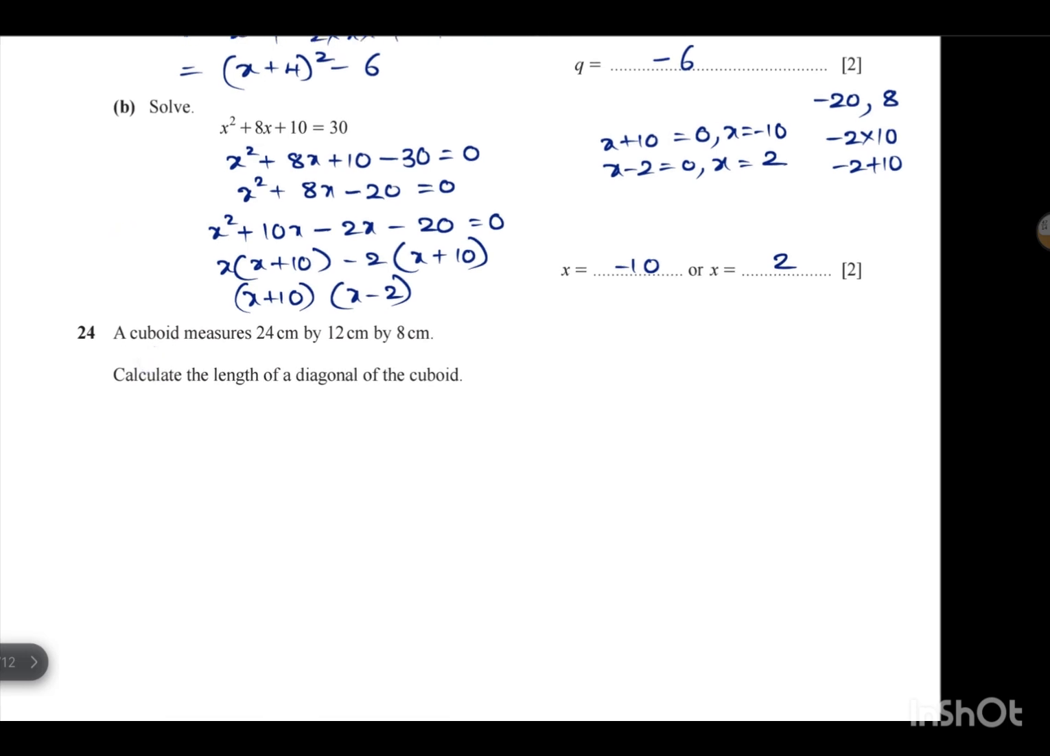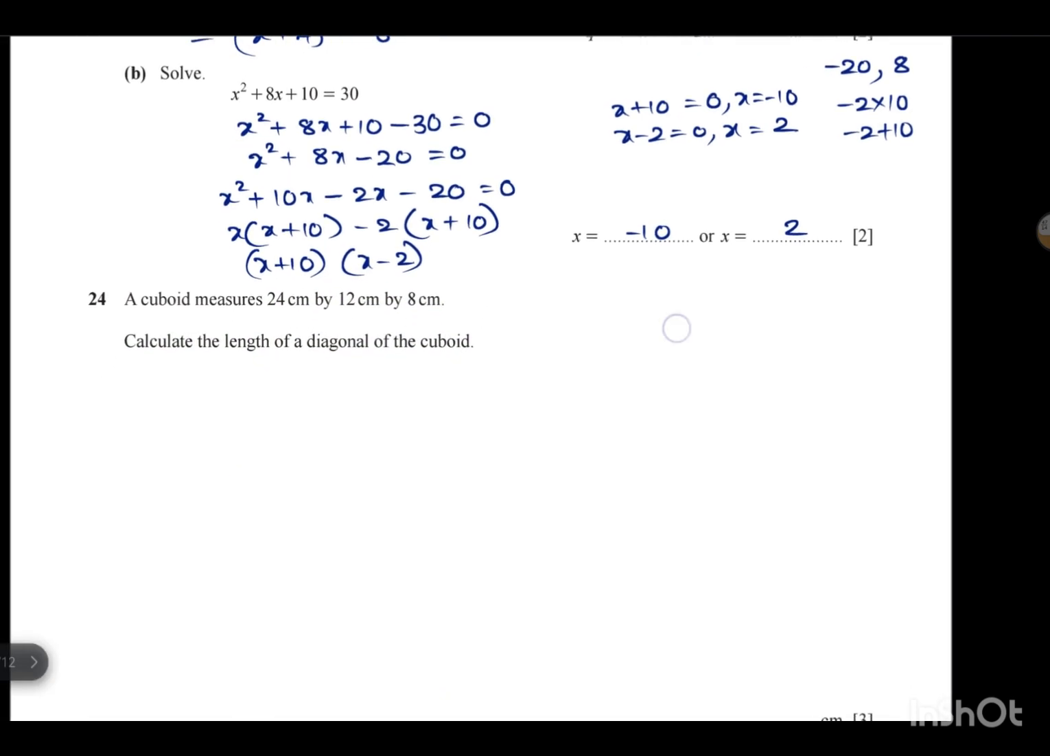Question number 24. A cuboid measures 24 centimeter by 12 centimeter by 8 centimeter. Calculate the length of a diagonal of the cuboid. Now a cuboid figure is not given here to us, so let me draw a small rough diagram for cuboid.